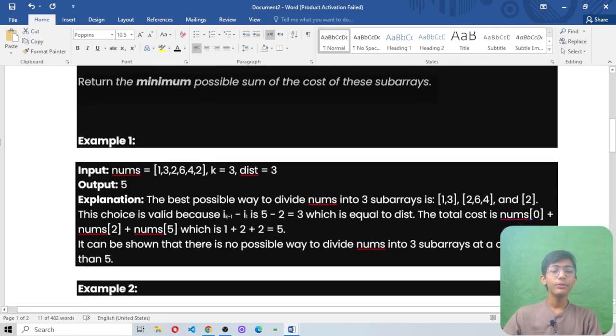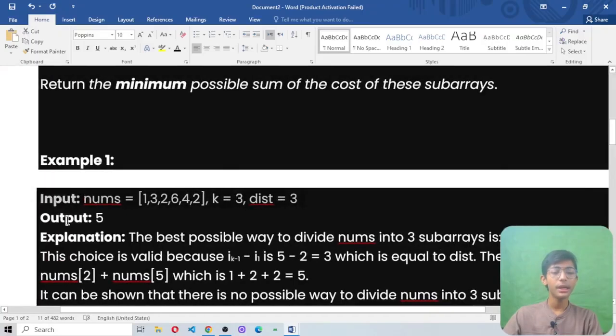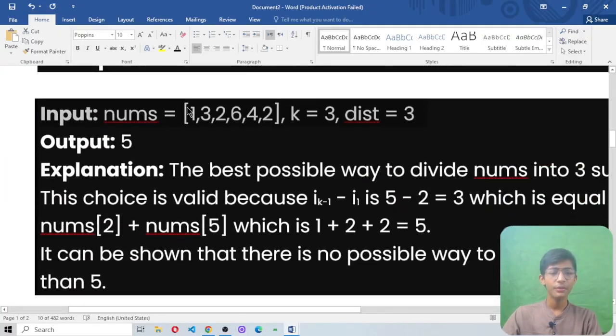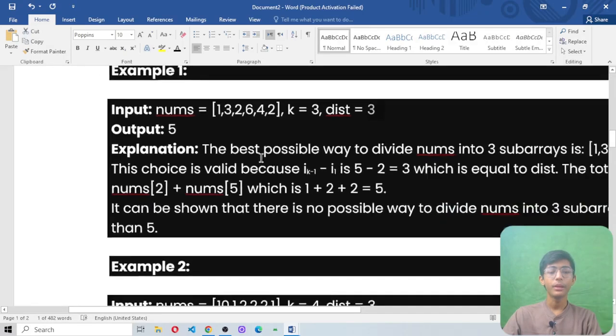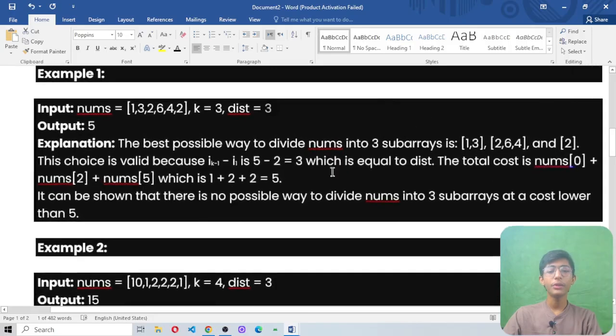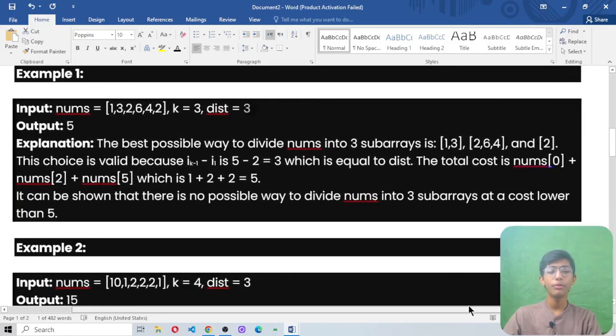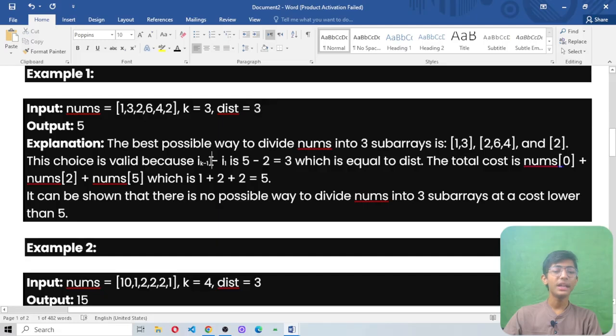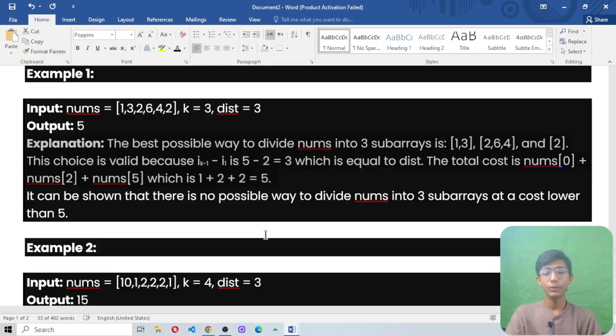If you see example 1, here he created an integer array by the name of nums, in which he wrote some numbers: 1 3 2 6 4 2. He created an integer k, in which he wrote 3, and an integer dist, in which he wrote 3, and the output is 5. You are thinking, what is the logic behind it, why is the output 5? Let me tell you, the best possible way to divide nums into 3 subarrays is 1 3, then 2 6 4, and 2.